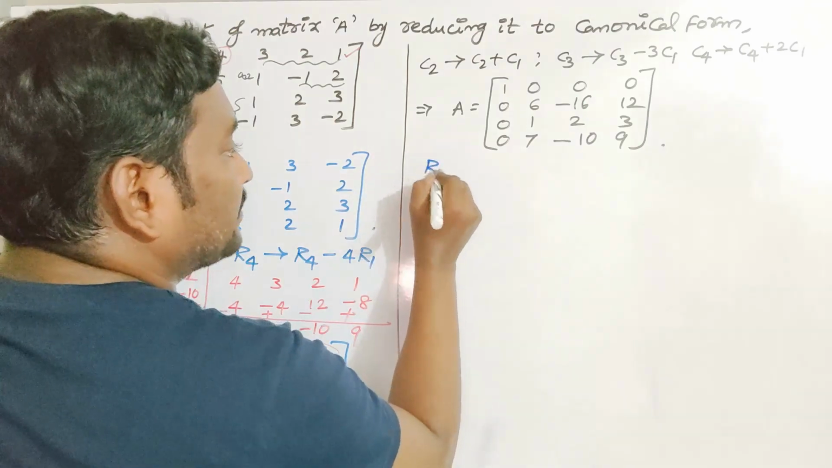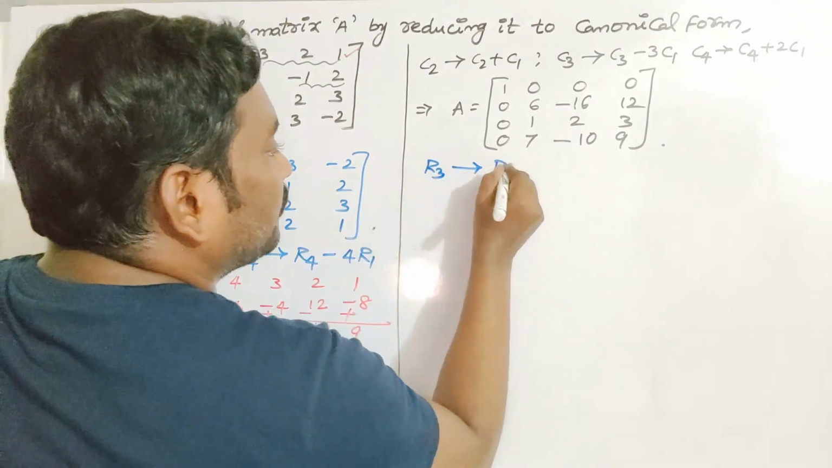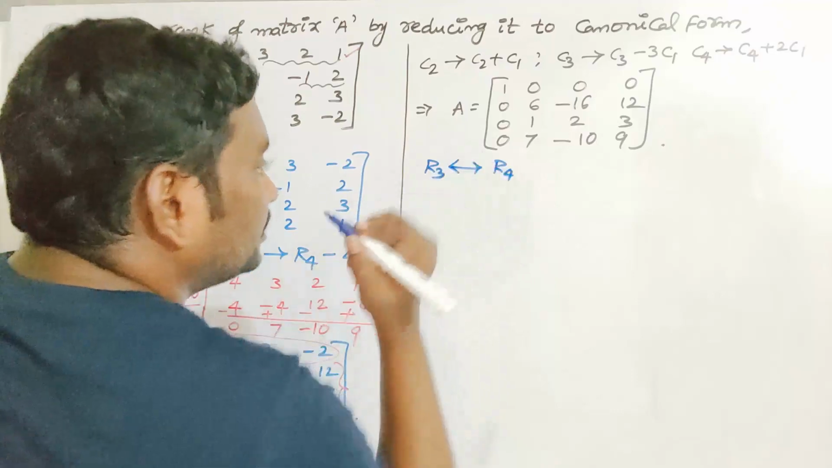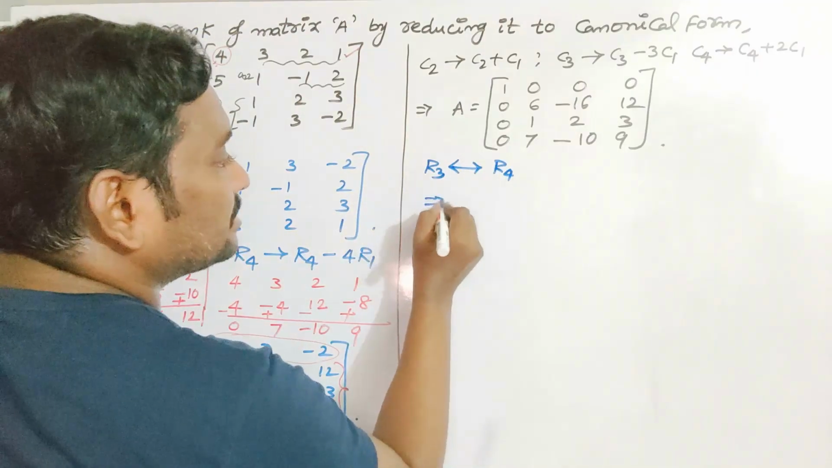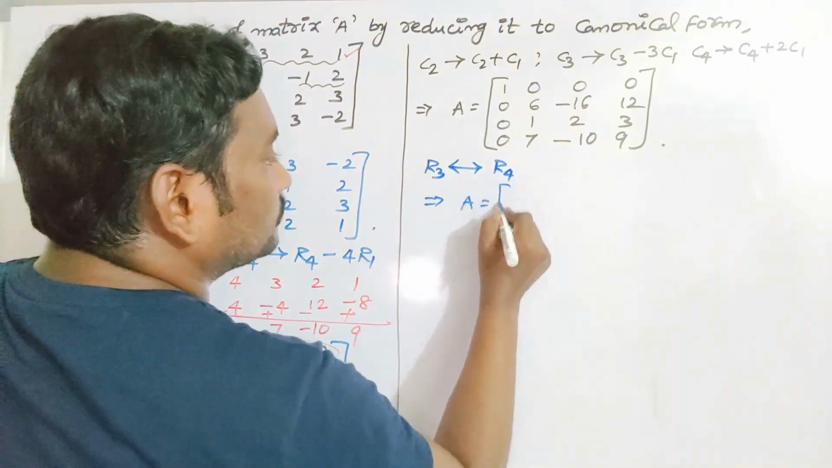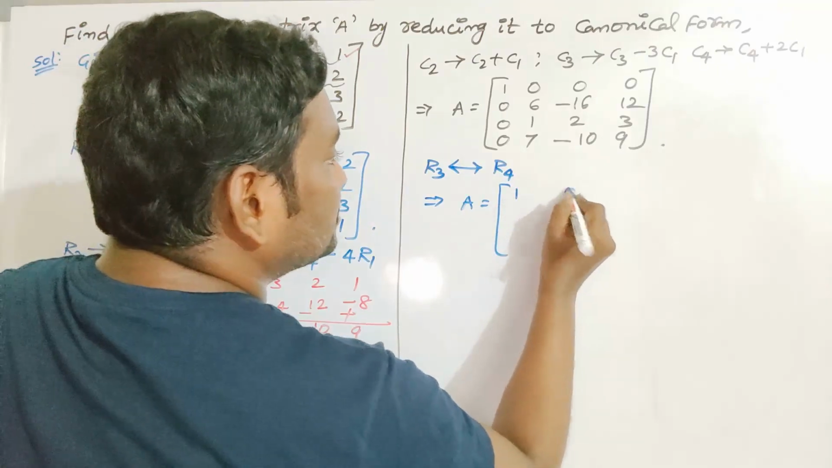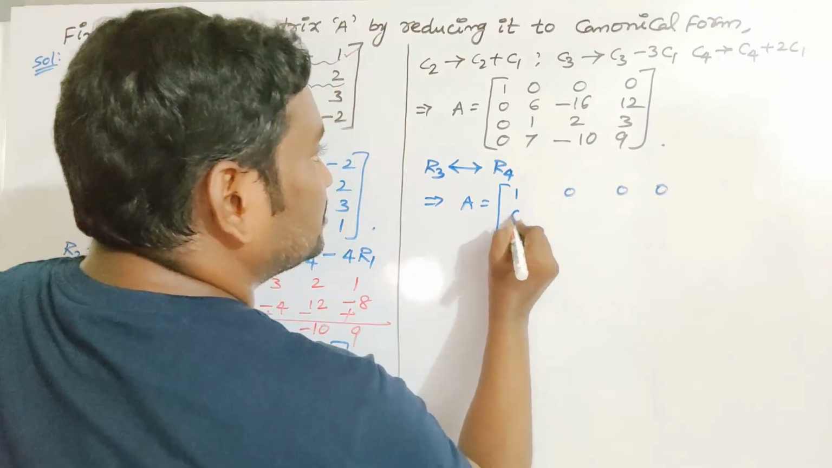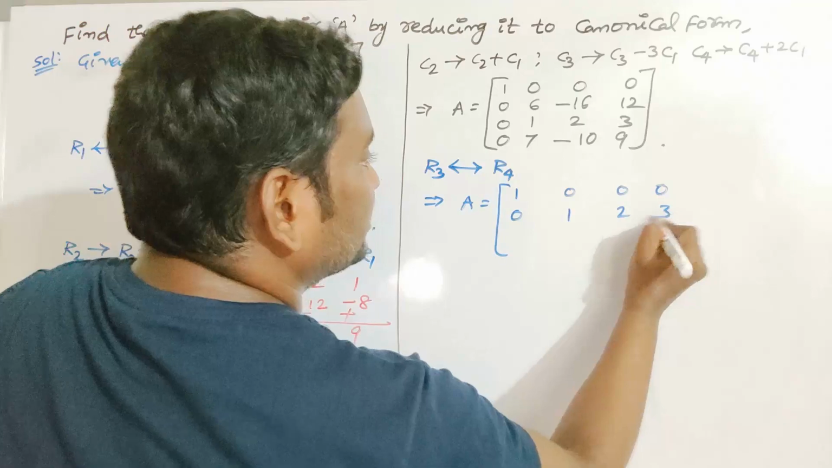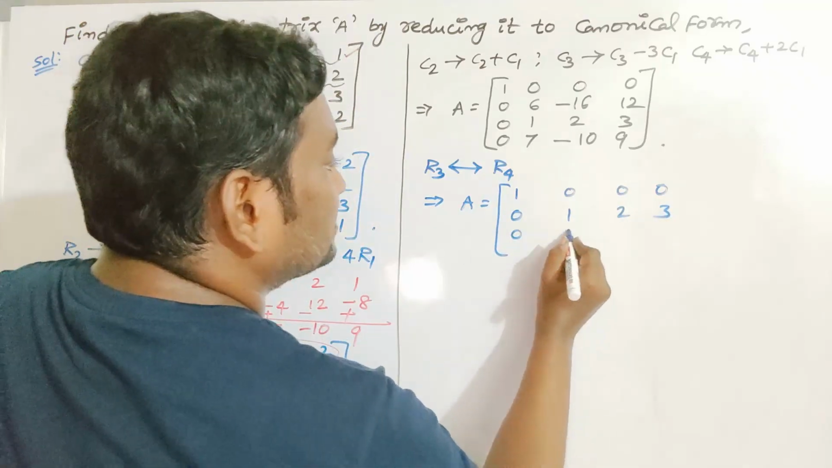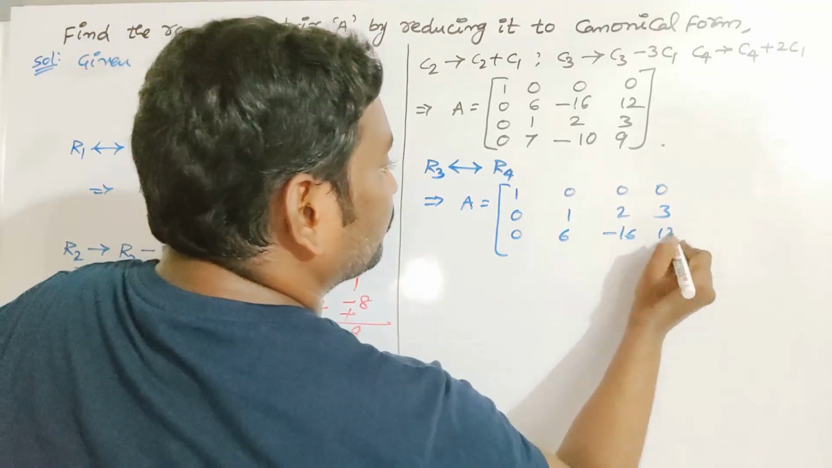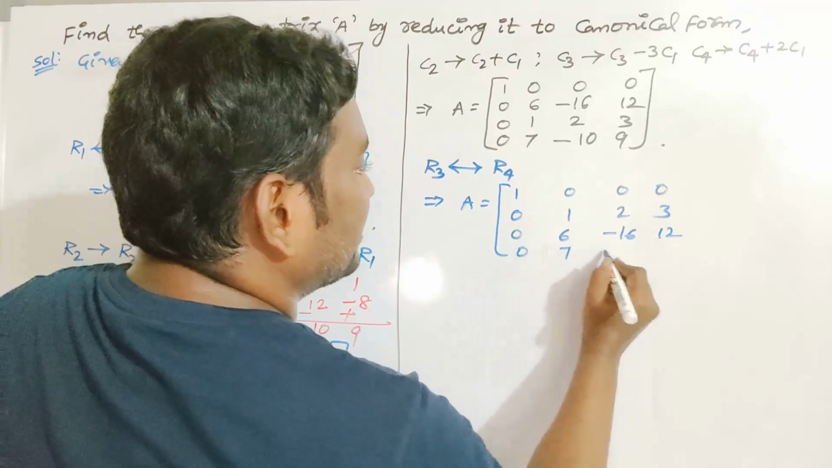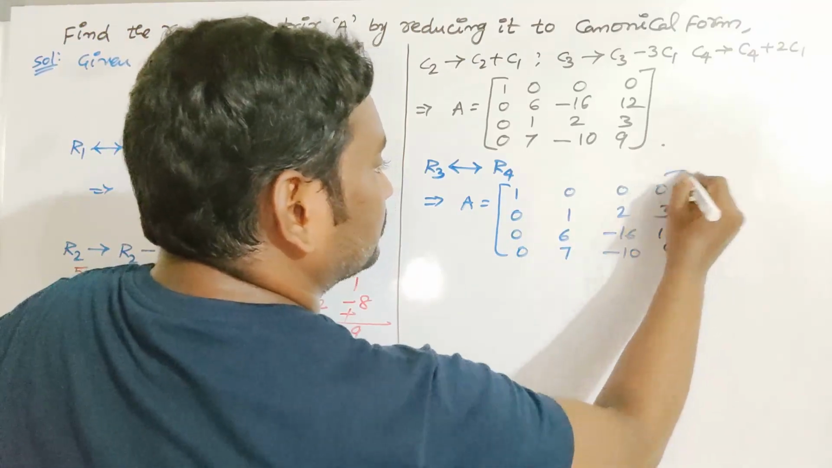So, I am writing R3 elements in R4 and R4 elements into R3. So, with this operation, the above matrix A becomes how? 1, 0, 0, 0, 0, 1, 2, 3. Next 0, 6, minus 16, 12.